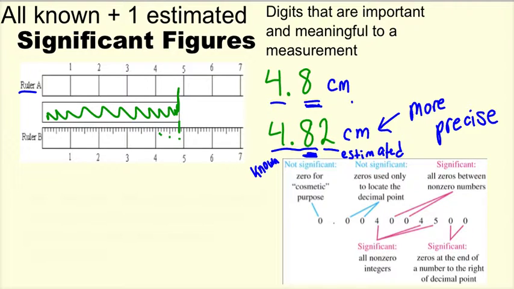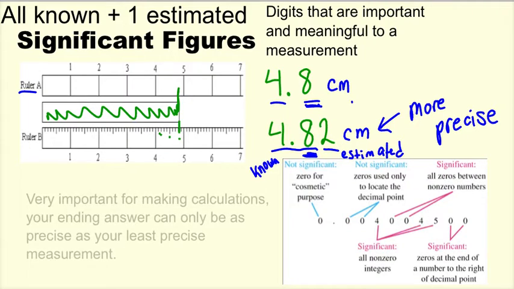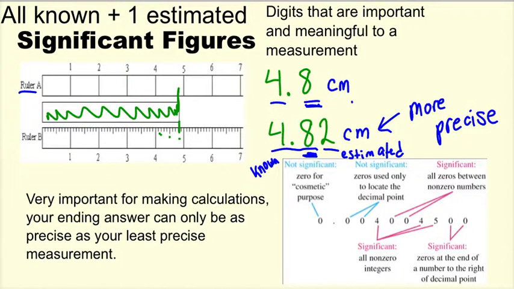And this is important because these come into play when we're doing calculations. When we're doing calculations, our ending answer can only be as precise as our least precise measurement. So we have to recognize how many significant figures our measurement has and go from there. When looking at measurements, whether they're given to us in a book or whether we made them ourselves, we can tell how precise they are by how many significant figures they have.